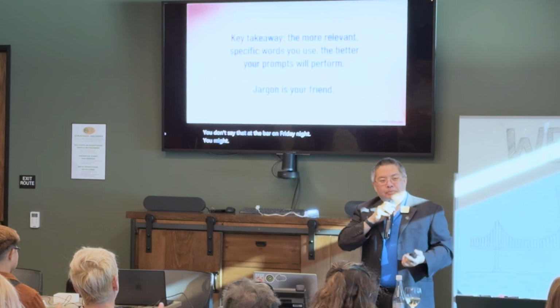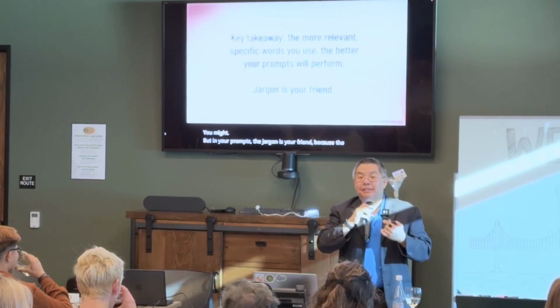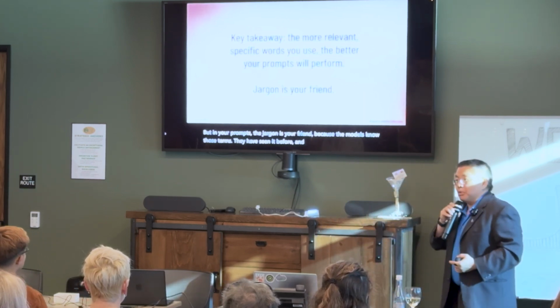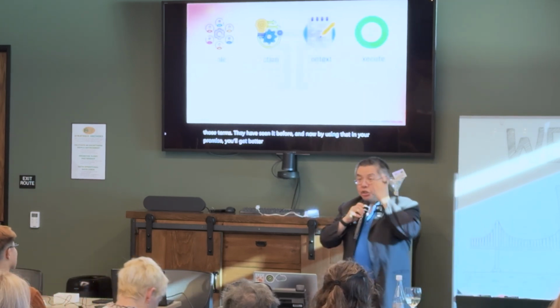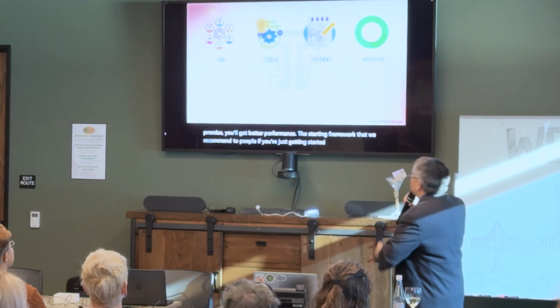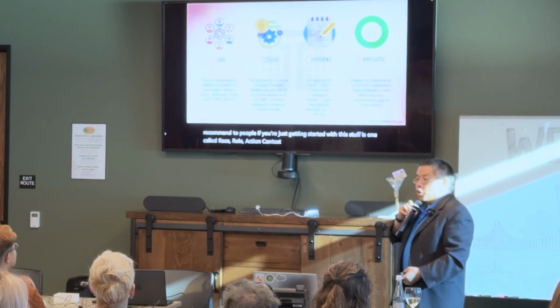But in your prompts, the jargon is your friend, because the models know those terms. They have seen it before, and now by using that in your prompts, you'll get better performance. The starting framework that we recommend to people if you're just getting started with this stuff is one called RACE. Role, action, context, execute. You tell the model who it is.